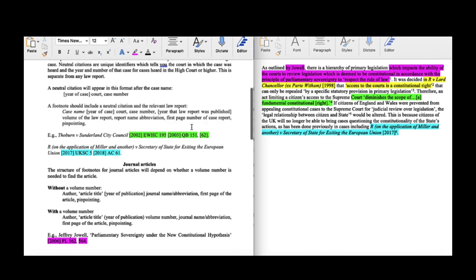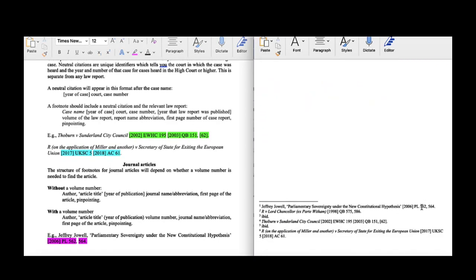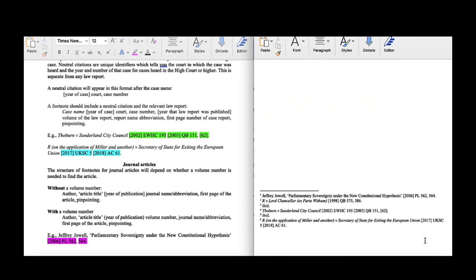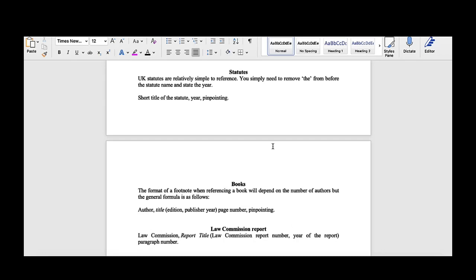Having formulated these references in the OSCOLA style and having inserted them as footnotes where suitable, they will appear at the bottom of the page. While this paragraph uses numerous cases and references a journal article, it does not exhibit the other possible sources that you may use in your work. These include statutes, books, Law Commission reports, news articles, and websites.